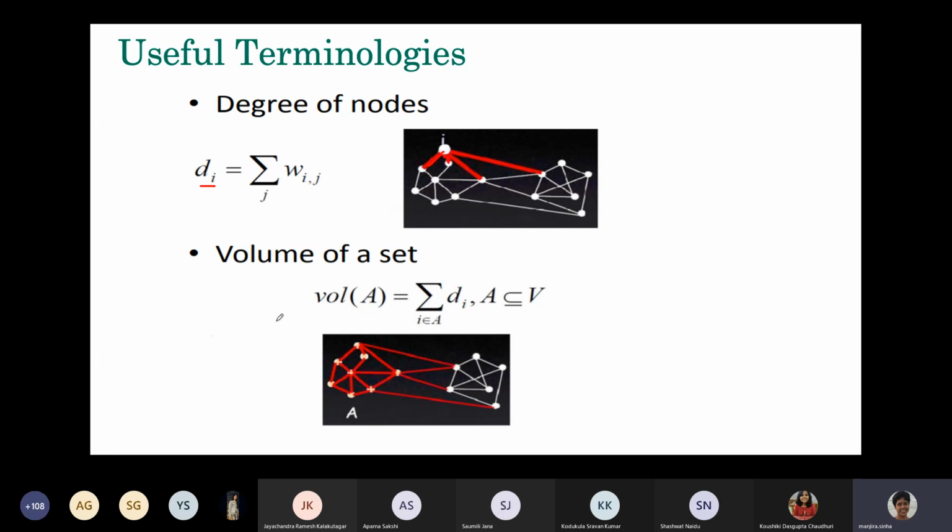And then the volume of a set in a graph. So how do I define a set in a graph? Say this is my set A with these nodes, these yellow color nodes. The volume of the set A will be the sum of the degrees of all the nodes present in A. So what is the sum of the degrees? All these red lines, the weight of all these red lines. So this will be my volume of a set. Okay, this is again a discrete value.